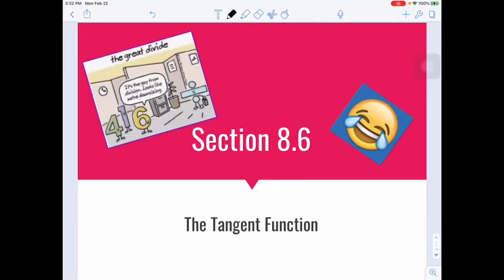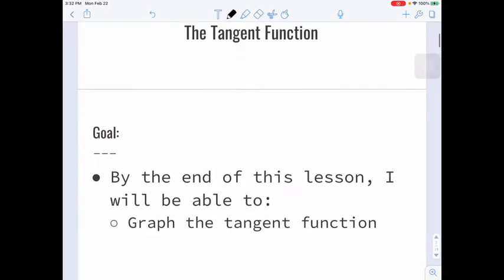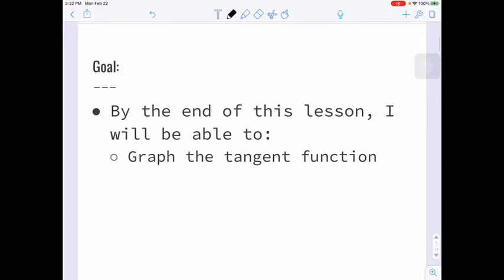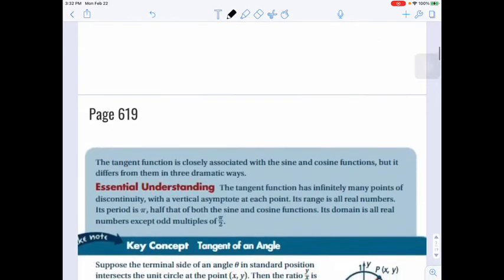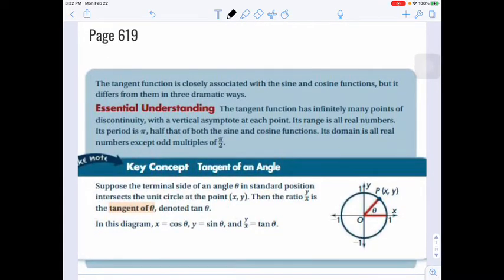Section 8.6 is the tangent function. Our goal is to graph the tangent function. On page 619, the tangent function is closely associated with the sine and cosine functions, but it differs from them in three dramatic ways.